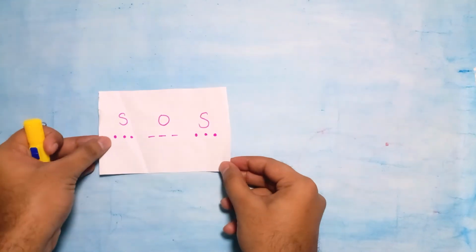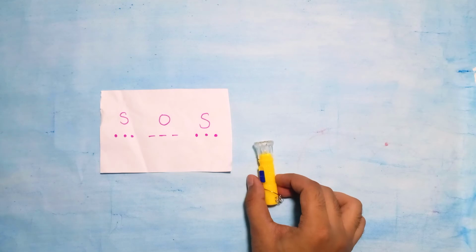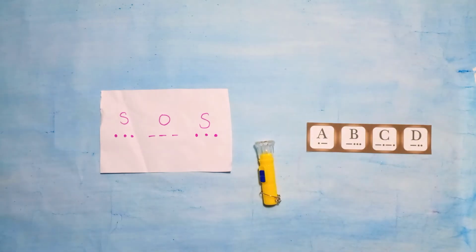Dash, dash, dash. Now again a 3 second pause because the letter O has been completed. Now we'll say S, which is dot dot dot. Now, a forever pause, or not showing the flashlight, means our message SOS has been completed. So we have shown the message SOS using our flashlight and the Morse codes.